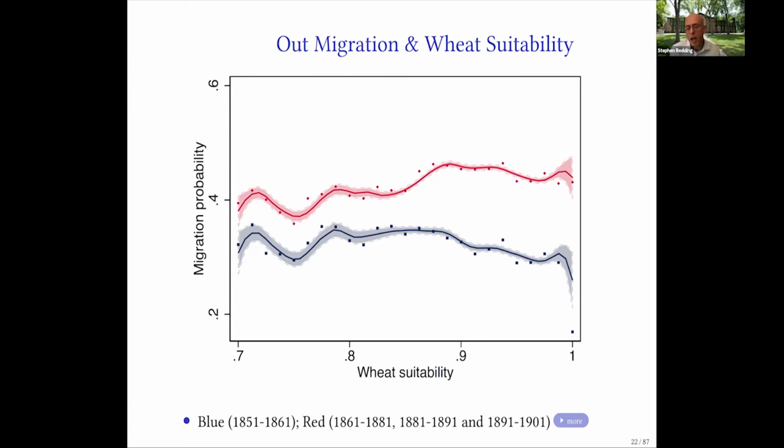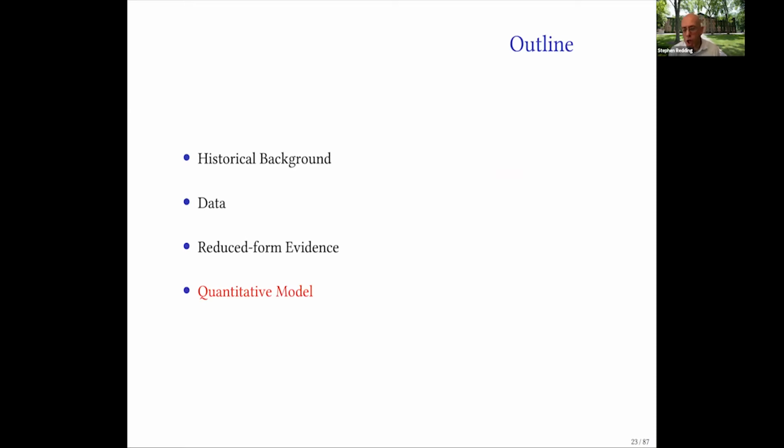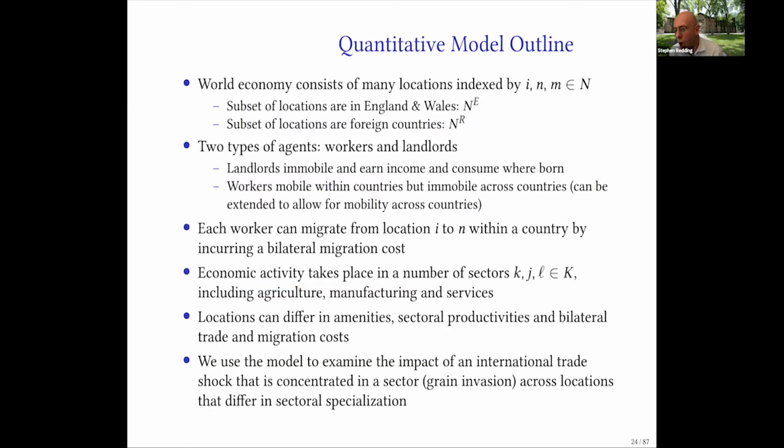In my last minutes, I'll just briefly flag how we try to interpret that through the framework of a quantitative spatial model. We've got a world economy with many countries and with many parishes within England and Wales. We have two types of agents, landlords who are immobile and own the land, and workers who are mobile across parishes within England and Wales. But for the moment, we abstract from any international migration. Each worker can choose to migrate from where they're born to another location, and they also choose in which sector to work. But they face bilateral migration costs, which mean there are distributional consequences of the trade shock for workers, depending on where they start out in the economy.